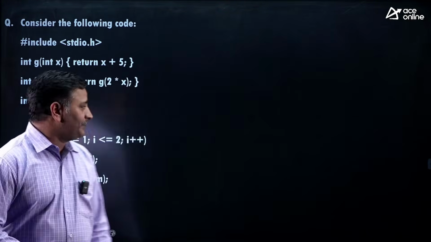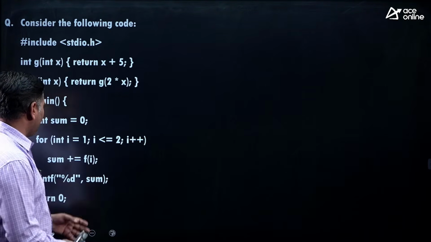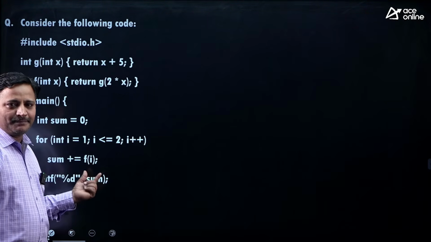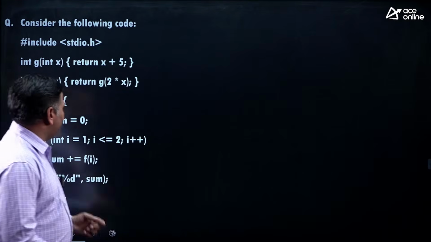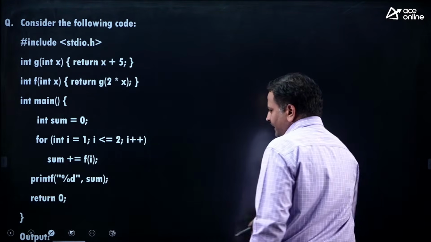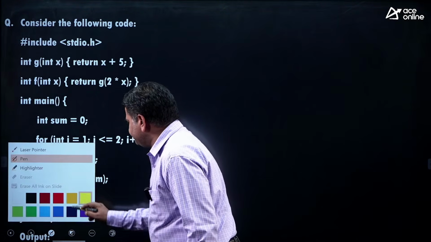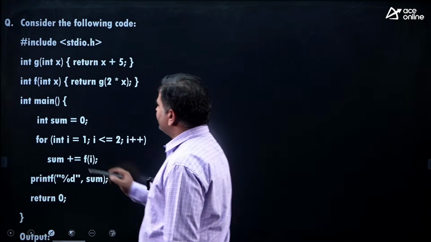So in this question, I'm taking a for loop, right? Within the for loop, we are taking sum equal to sum plus f of i, friends. Okay. I hope you already answered this question. Just let me explain the solution for this problem.